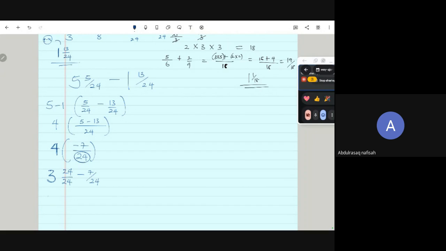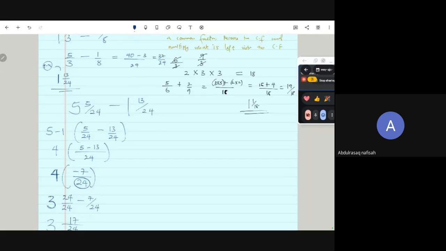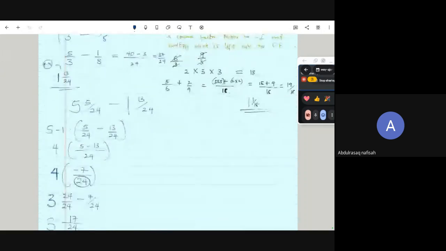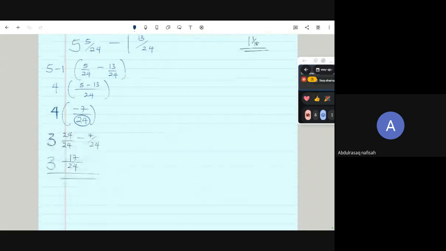Now you can work. 3 whole number, LCM is 24. If you remove 24 minus 7, you get 17. That's 3 whole number, 17 over 24. Is it there? No. So what is 24 minus 7? There's a mistake somewhere.